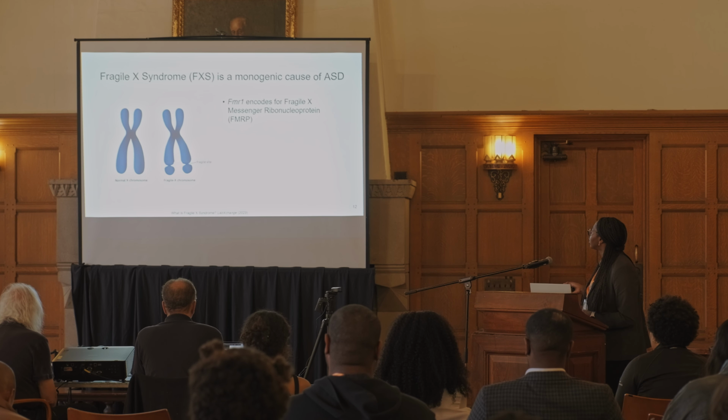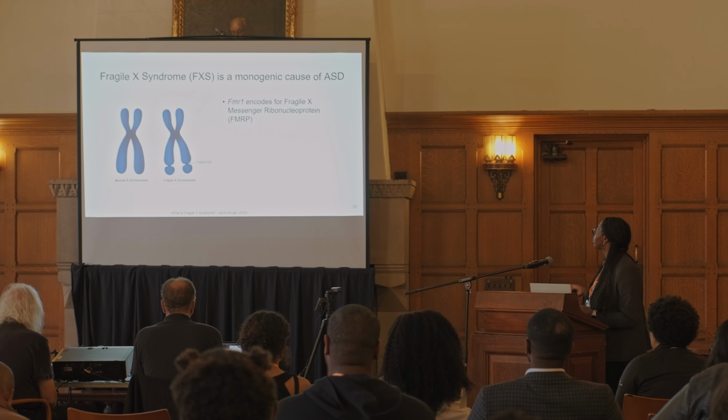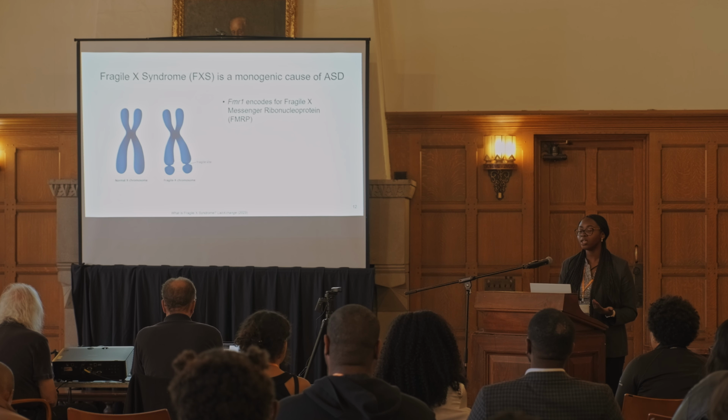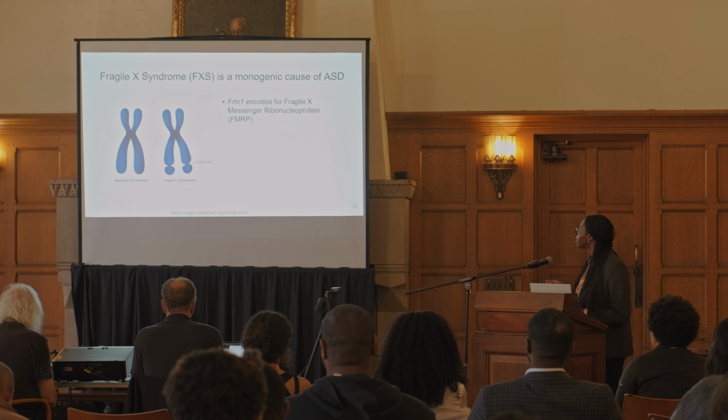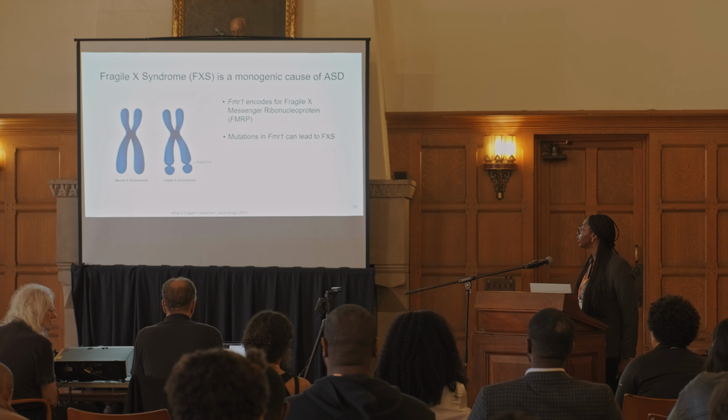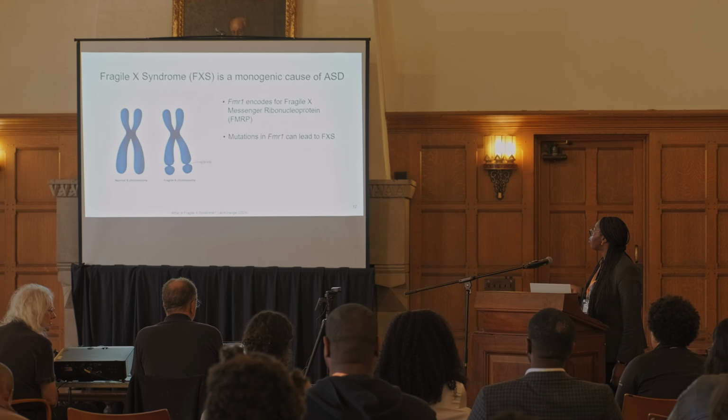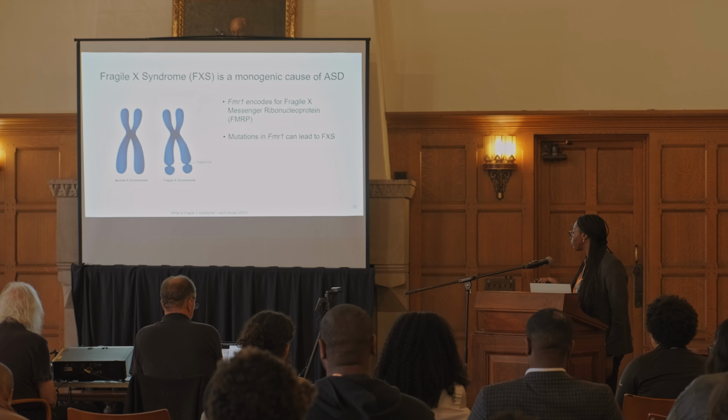So the FMR1 gene encodes for Fragile X messenger ribonucleoprotein, FMRP, and FMRP forms complexes with other proteins, and it aids in the transport and translation of mRNAs. And mutations in this gene can lead to a condition called Fragile X syndrome, which is the most common cause of monogenic ASD. And I'm showing you an example of a normal X chromosome and an example of a Fragile X chromosome. And we see that in the Fragile X chromosome, we have these fragile sites, which is where the mutation occurs. And this is how this disorder gets its name.